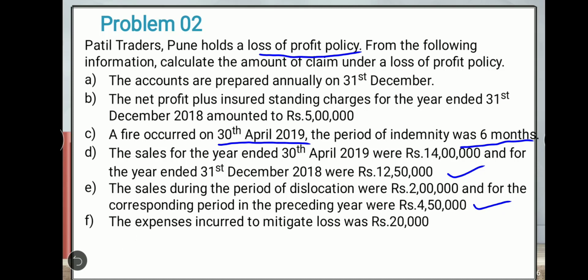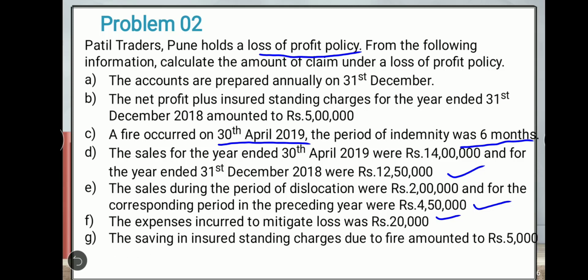The expenses incurred to mitigate the loss was rupees 20,000. So there are some expenses which is incurred to minimize the loss, which is rupees 20,000. The saving in insured standing charges due to fire amounted to rupees 5,000. The amount of insurance policy which is given rupees 4 lakh.